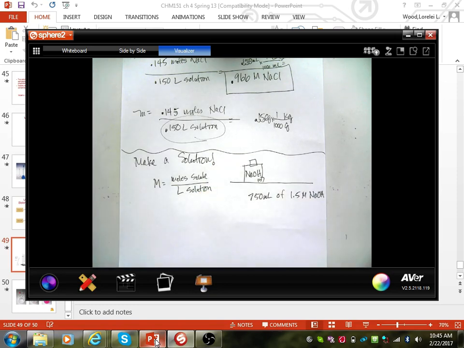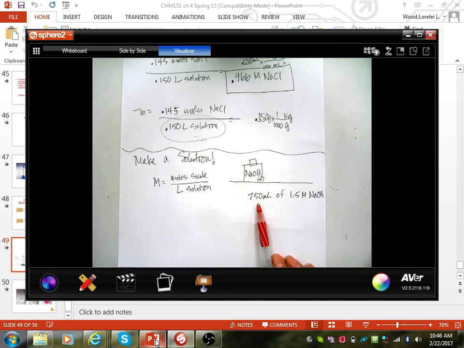what can I do here? I go up to the stock room, get my sodium hydroxide, the dry stuff, off the shelf, and I'm going to make a solution out of it. Any ideas on the math? Yes? You're basically just going to multiply 1.5 times 0.75 liters.